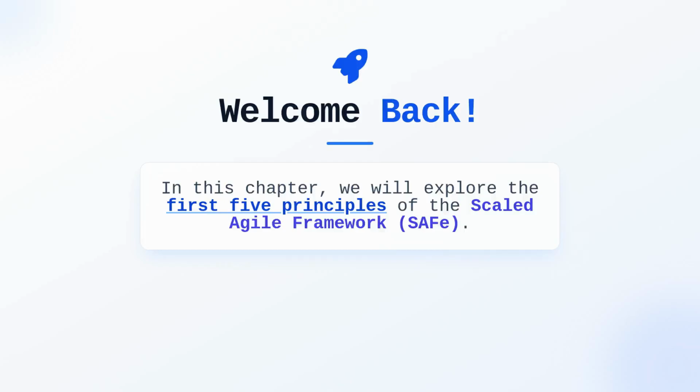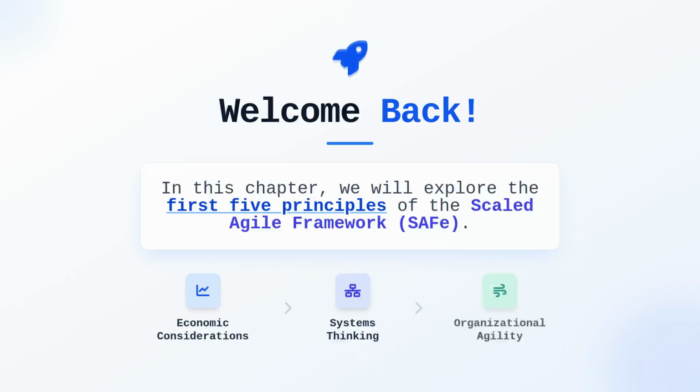Welcome back. In this chapter, we will explore the first 5 principles of the Scaled Agile Framework, focusing on how economic considerations and systems thinking drive organizational agility.